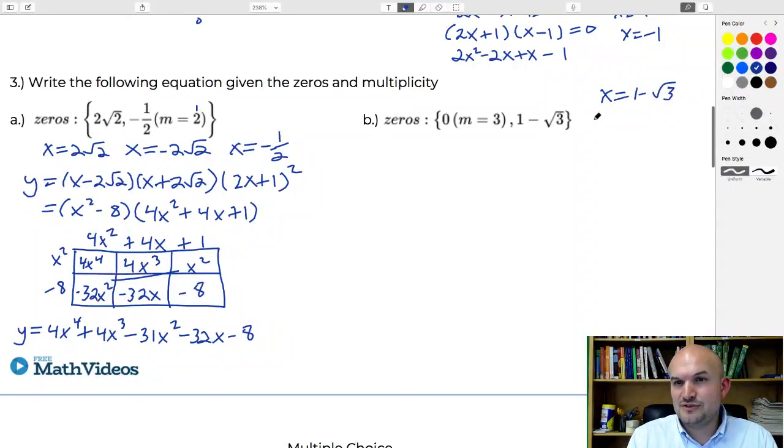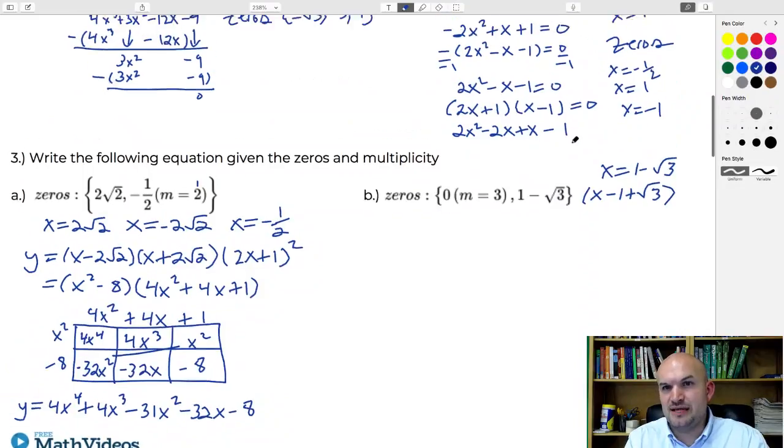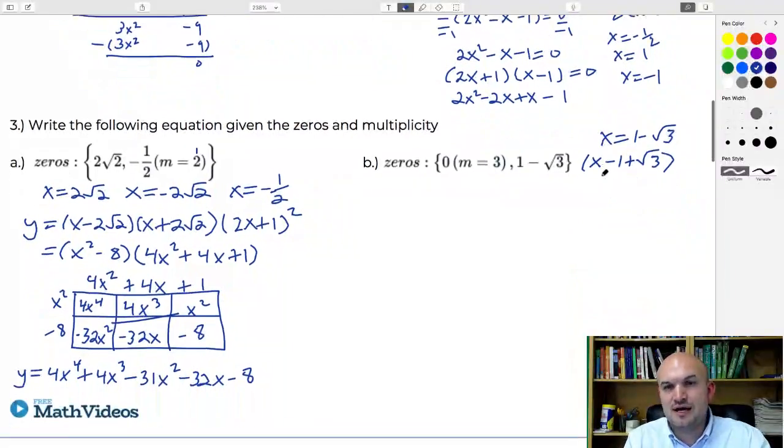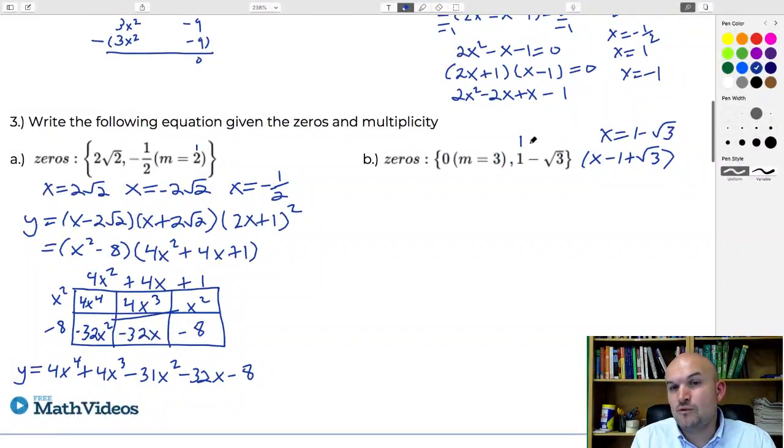And if we were going to set this equal to 0, it'd be x minus 1 plus the square root of 3. And that would be your factor, right? It's basically just like the reversed operations of the zero. And that's the pattern that we've noticed. Please remember, guys, if 1 minus square root of 3 exists, then 1 plus square root of 3 needs to exist. So the other factor would be x minus 1 minus the square root of 3.